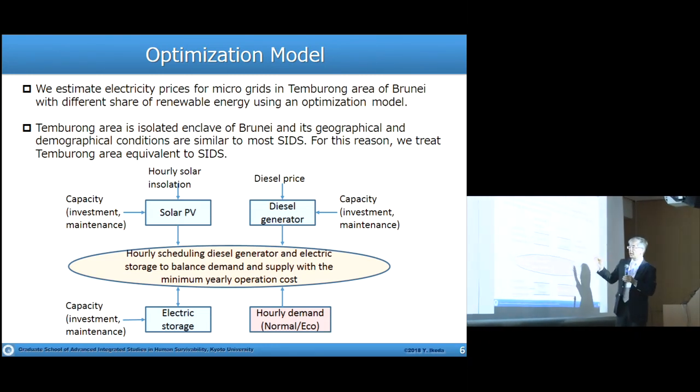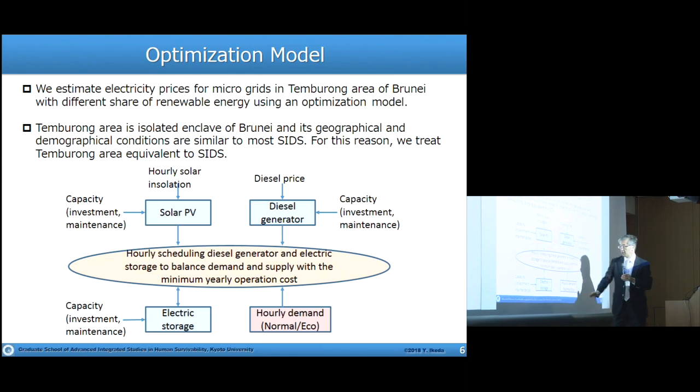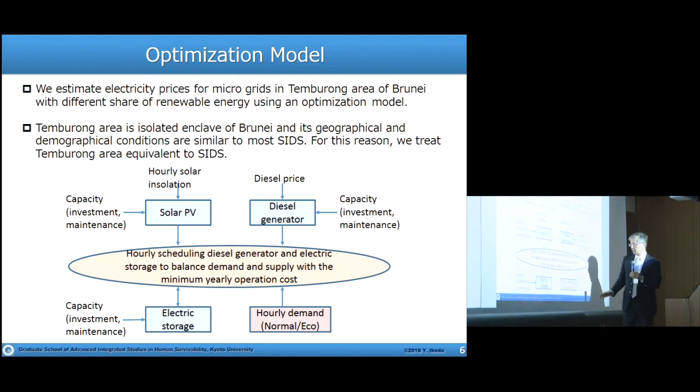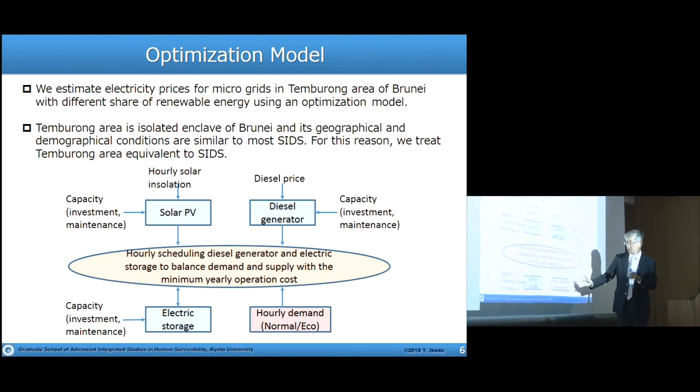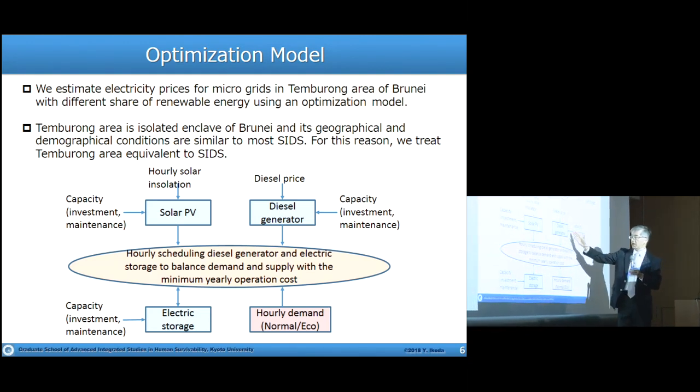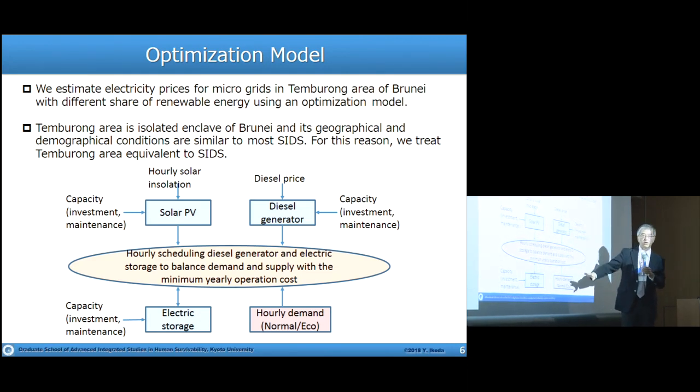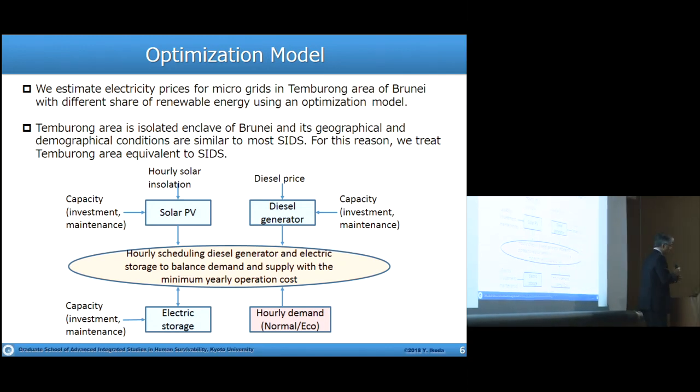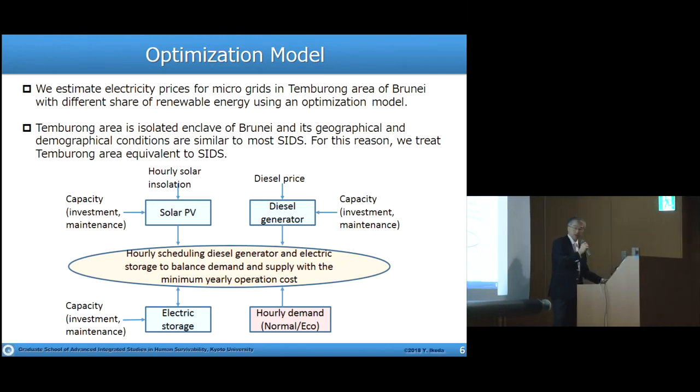If the capacities of solar PV, diesel power and electric storage are given, demand is estimated for the SIDS. In this condition, diesel power or thermal power plants have to be used to balance the load, the demand and supply. Okay, so this is the condition, and it can be formulated in this way.